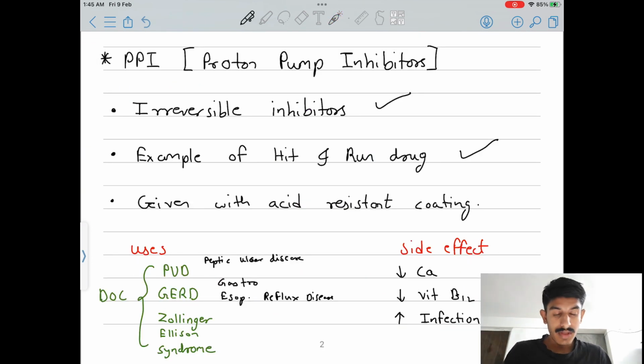Now let's study a few points about proton pump inhibitors. First of all, they are irreversible drugs. They are examples of hit and run drugs, and they are given with an acid resistant coating. Once they give their effect, it cannot be taken back, so they are known as irreversible inhibitors. Hit and run drugs means they give their effect and then disappear. They are easily destroyed in acid, so they are given an acid resistant coating so they can reach the intestine, get absorbed, and after that inhibit the proton pumps.